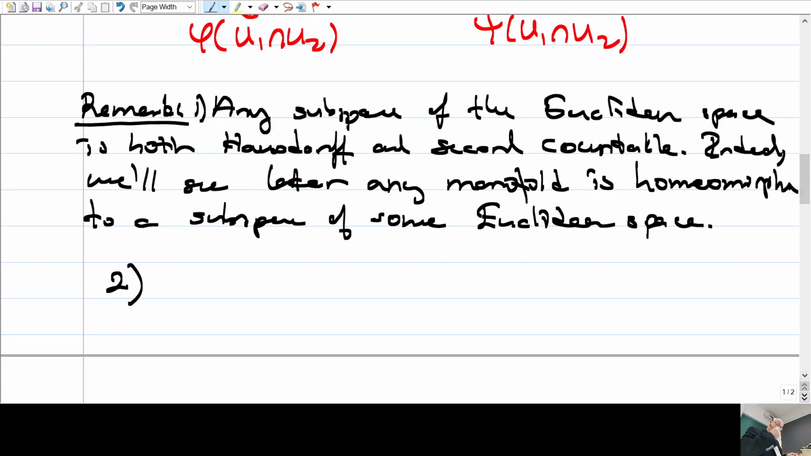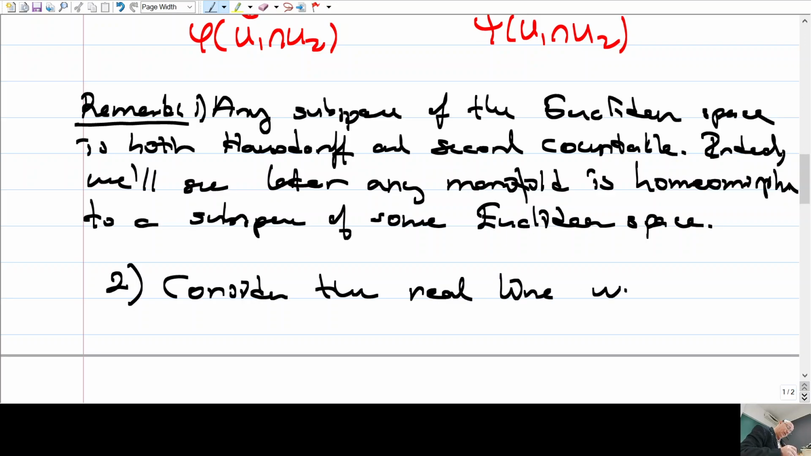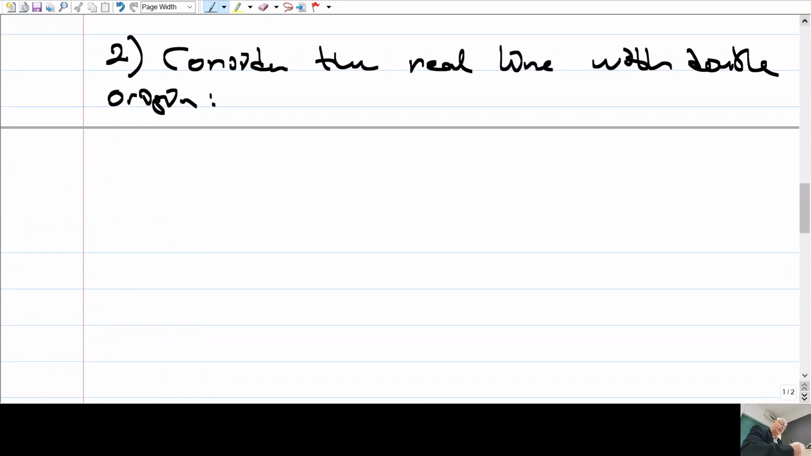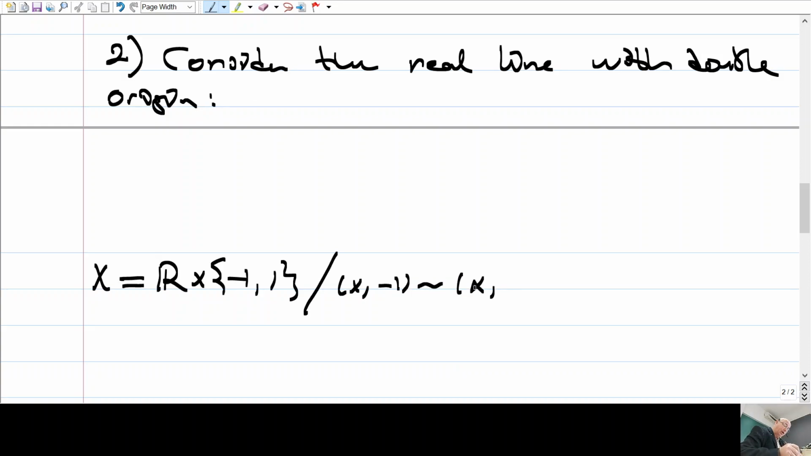Actually, the second remark is also related to that. Consider the quotient space, the so-called real line with double origin. You probably have seen this if you took any topology course. What is this space? It is the following. You take two copies of real line, okay? Let's say one copy for -1 and one copy for 1, and you identify all the pairs of points (x, -1) with (x, 1), provided that x is not 0.